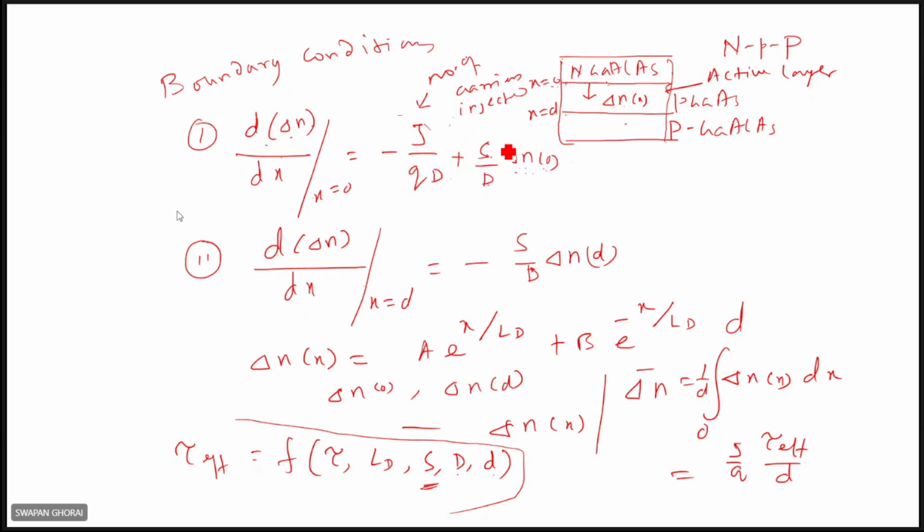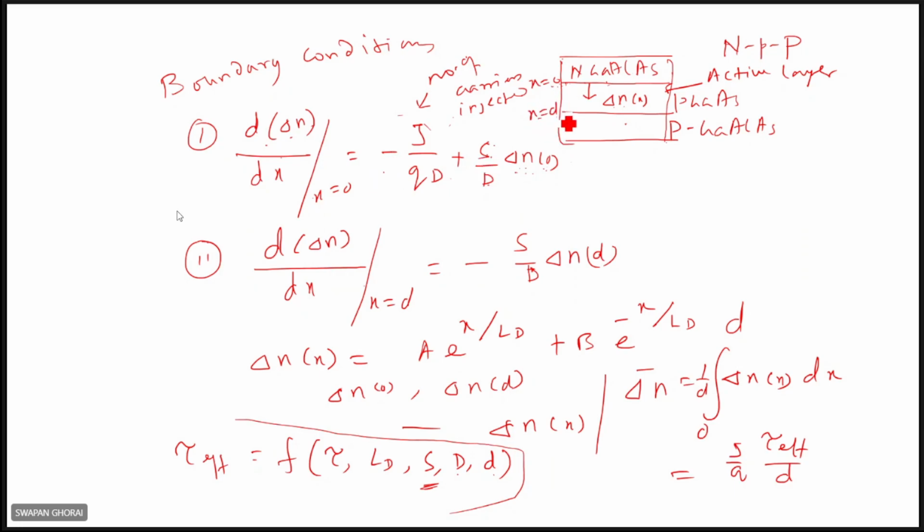And since S is the surface recombination, I told you, carriers will be recombined at the surface. So you cannot avoid the surface recombination, and that is denoted by S. So this represents the number of carriers recombined at the surface. So that is the variation at x equal to 0. So at this interface, you're getting this one.